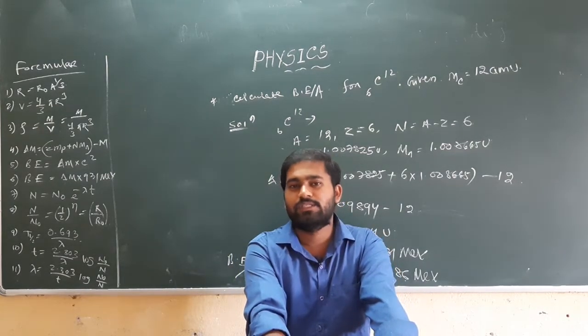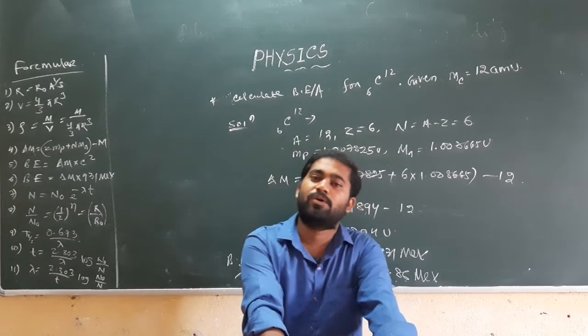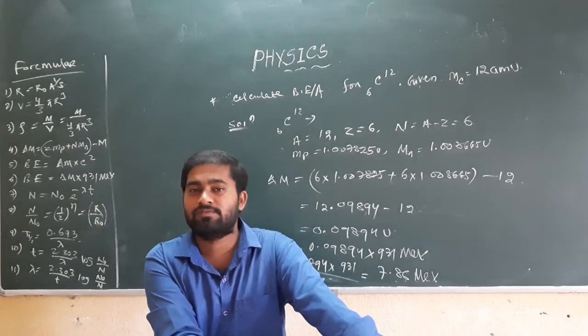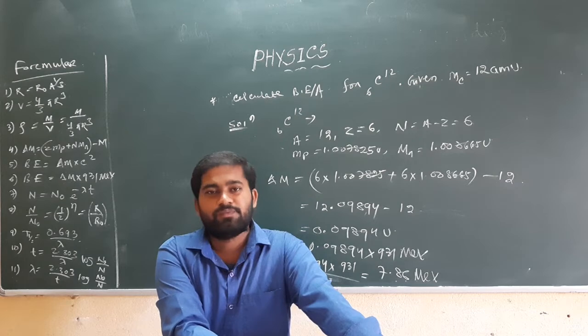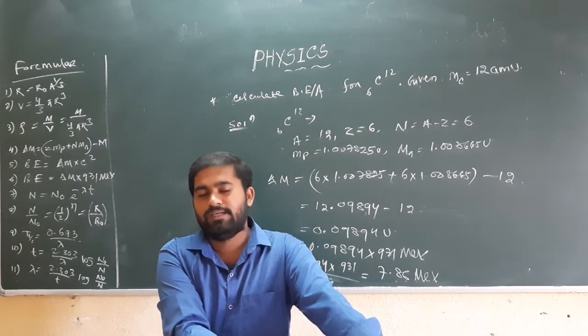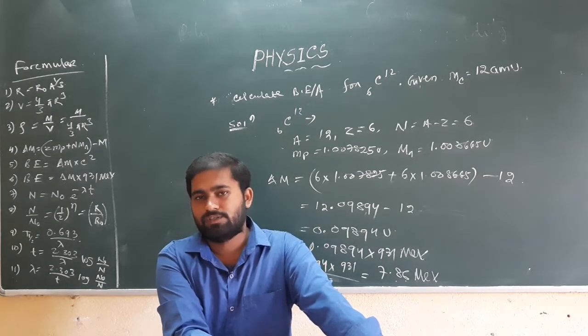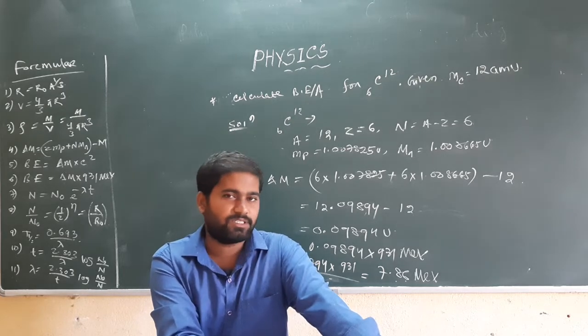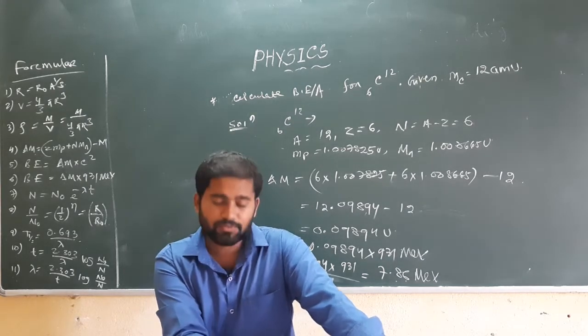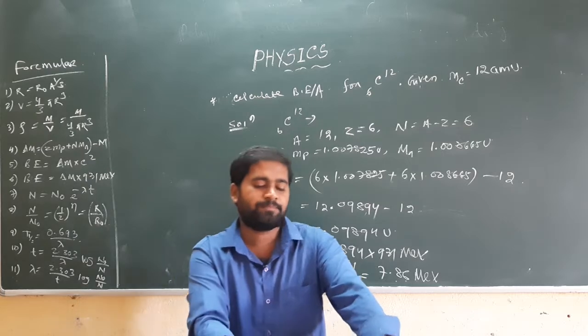And remember, what is the maximum value of binding energy per nucleon from the binding energy curve? The value is 8.8 mega electron volt, and it is for the iron nucleus, iron 26-56. That is the maximum value, and that will be the most stable.